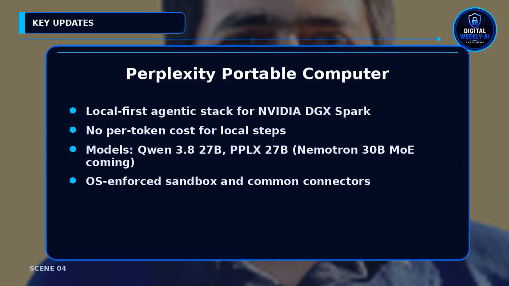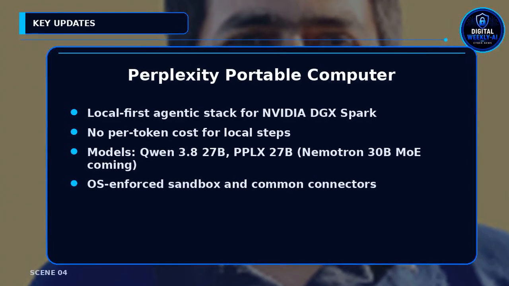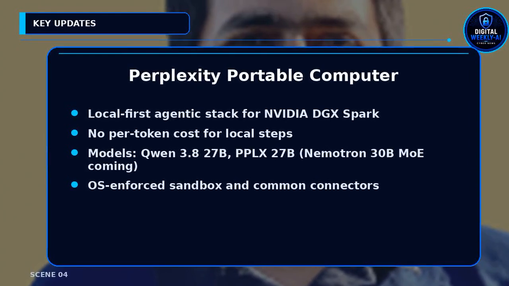Perplexity shipped Portable Computer, a local-first agentic platform for NVIDIA DGX Spark. It runs the orchestrator, planner, agent harness, sandbox, and models locally. Local steps incur no per-token charge. Supported models at launch include Qwen 3.8 27B and PPLX 27B. Nemotron 3.5 Lightning, a 30B MoE, is coming soon. Bring your own model is supported. Connectors include Gmail, Outlook, Slack, and GitHub.